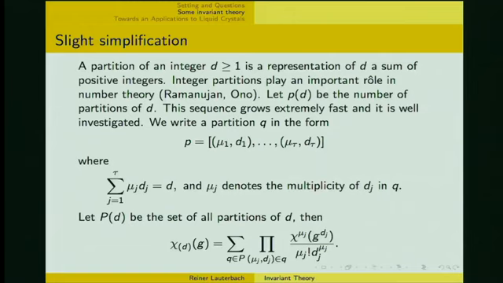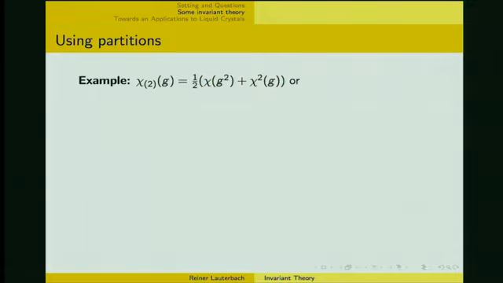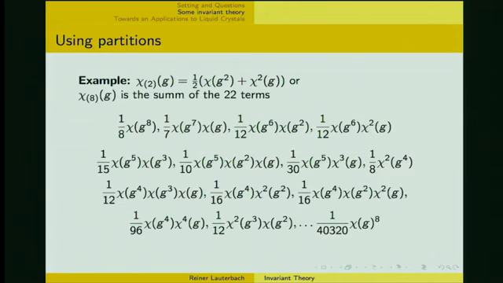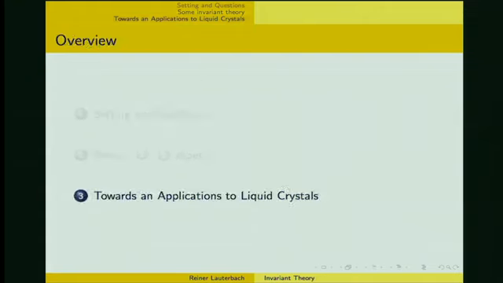For this, also one example: if you look at chi_2 of g, you get this nice formula. And if you, for example, look at chi_8 of g, you get these terms which you have to add. These are 22 terms, and I left out some of them because it did not fit on the screen. So this is a very nice formula, and it's very effective for finite groups. I have not tried to use it for infinite groups, but for finite groups this is a very effective formula.